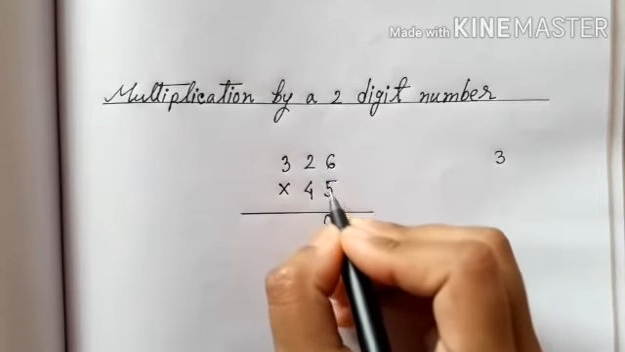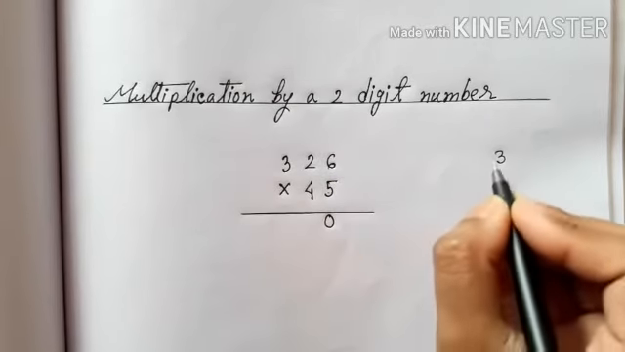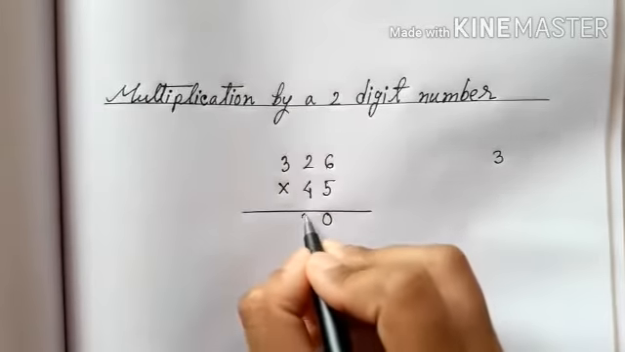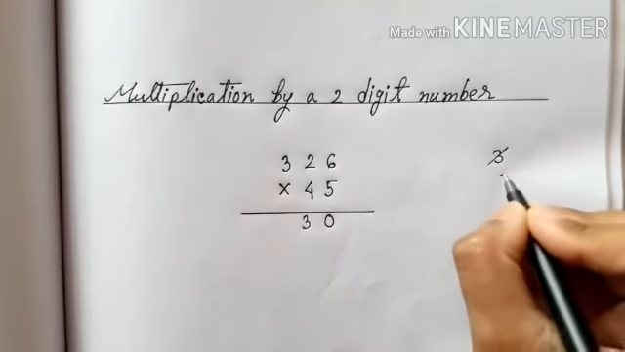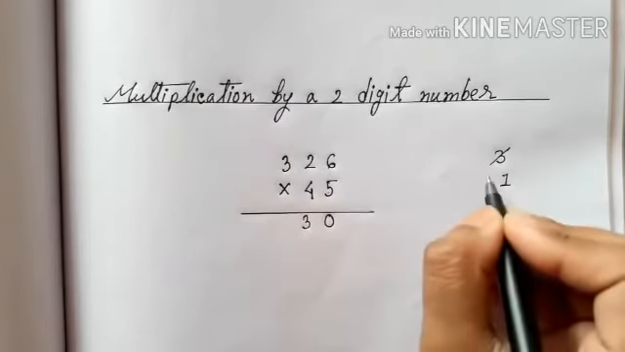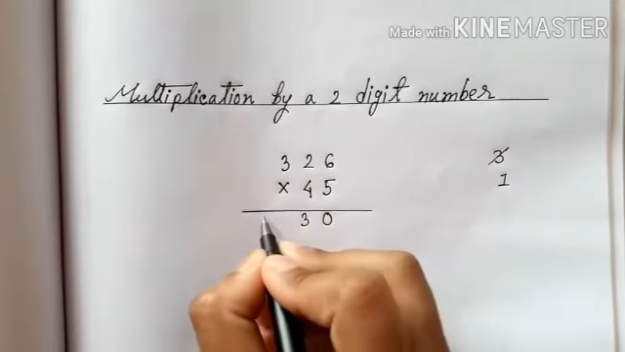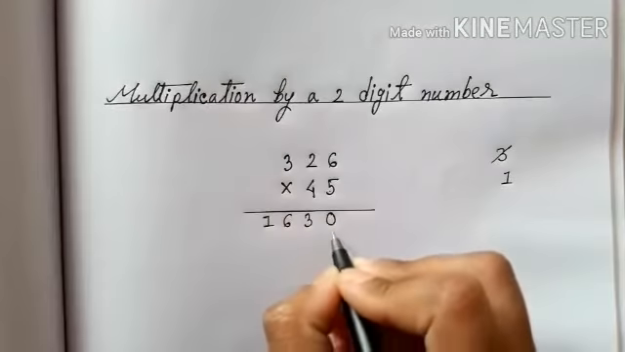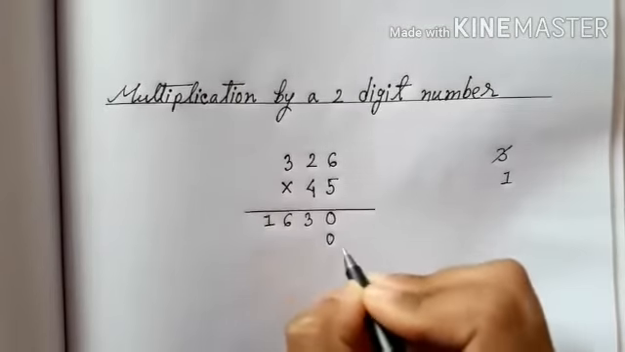Now 2 5s are 10, right? 10 plus 3, 13. So put here 3. Again 1 is carried. Now 3 5s are 15. 15 plus 1, 16. So write here 16. Then put a 0 here.